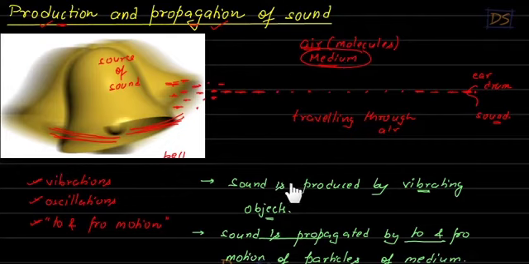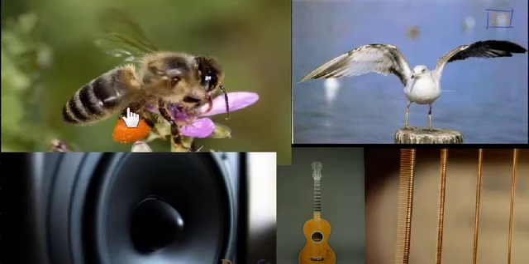Okay, so students, I told you this point that sound is produced by vibrating objects. So let me give you more examples of this. So students, look at this. This is a bee, students. It makes a humming sound. You must have heard that, students. It makes a humming sound, students. So how does it make a humming sound?